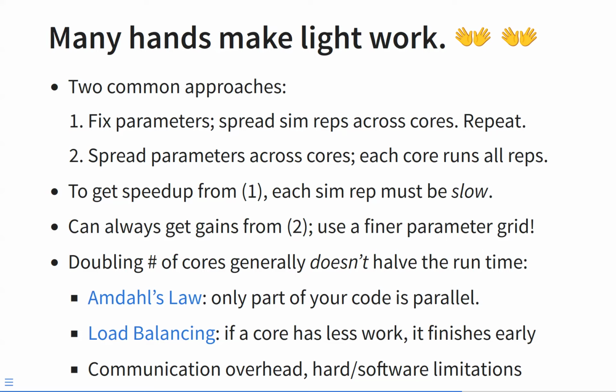But even more crucially, there's something called load balancing. If one core has less work to do than the others, it will finish early. So you really want to make sure that the cores are doing similar amounts of work. That can be tricky in practice because sometimes you don't know how hard a simulation is going to be at a given set of parameter values. It might be slower. There are certain problems that I've encountered where that happens, and you can't necessarily predict it in advance, so you may have to experiment a little bit.